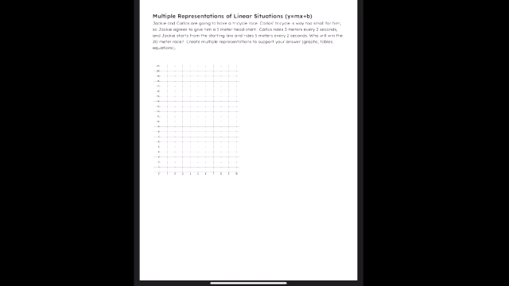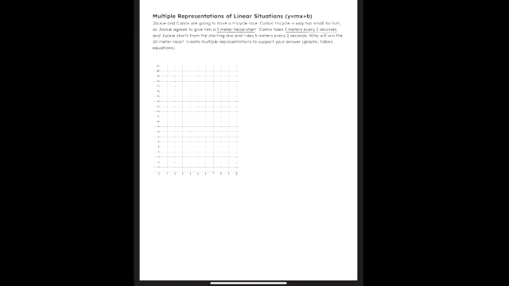Jackie and Carlos are going to have a tricycle race. Carlos's tricycle is way too small for him, so Jackie agrees to give him a 5-meter head start. That's a number, seems important. Carlos rides 3 meters every 2 seconds, and Jackie starts from the starting line, so she doesn't get a head start, and rides 5 meters every 2 seconds. Who will win the 20-meter race? Create multiple representations to support your answer. So that's going to be graphs, tables, and equations to support our answer of who is going to win the race.